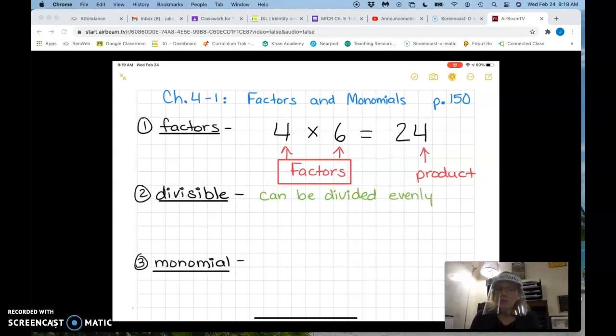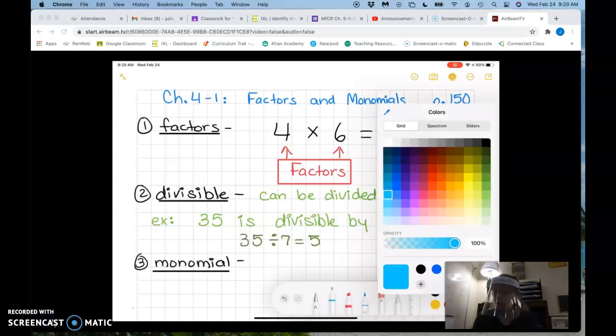If a number is divisible, you can divide it evenly into a larger number. So my example for this one would be 35 is divisible by 7. Because we can divide 35 by 7, and what do we get? 5.